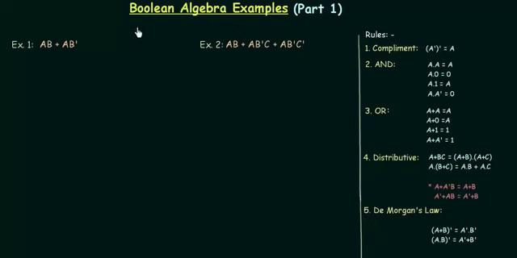Welcome to the first part of Boolean algebra examples. In the last two presentations, I explained what Boolean algebra is and what the different rules involved in it are. I explained each and every rule and also proved them. The rules I have written on the right hand side of the screen so that we can use them directly while solving our examples. The first example is A and B or A and B complement. We have to minimize it by using this set of rules.